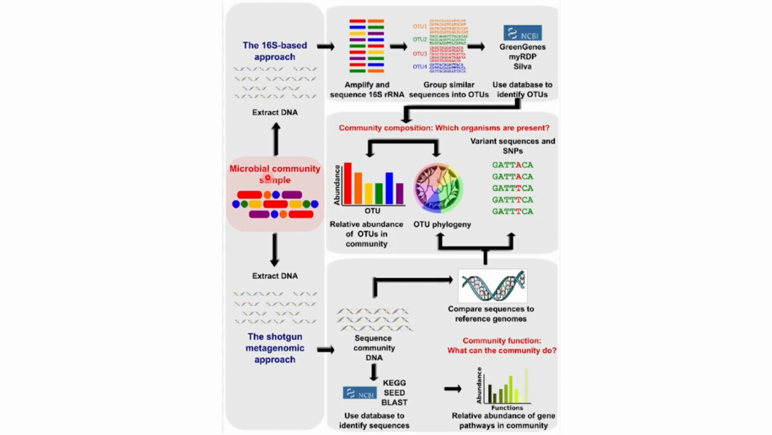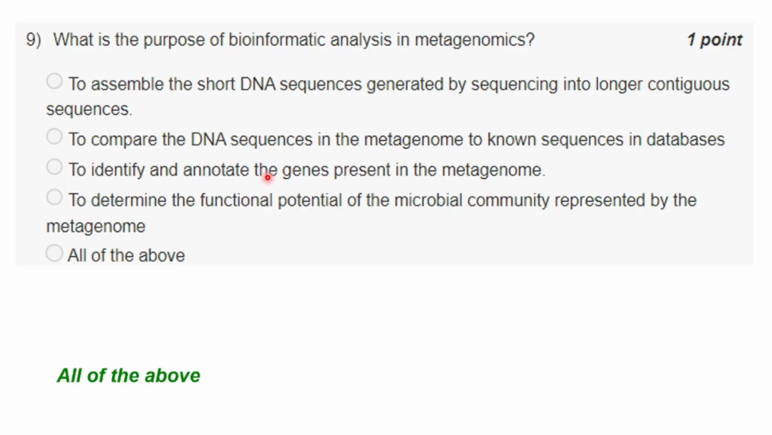Functional potential analysis in metagenomics can provide important insights into the metabolic capabilities of microbial communities in complex environmental samples as well as their ecological and evolutionary roles. This information can be used to better understand the biogeochemical cycling of elements in ecosystems as well as to identify potential biotechnological applications of the metagenomic data. Okay, so that is why all of the above options are correct. So yes, she's correct.